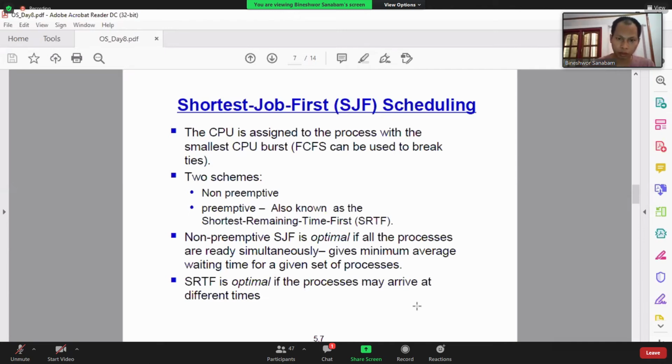So when we have SJF, usually it means non-preemptive. Okay, and when we have shortest remaining time first, it means preemptive. It can be interrupted.